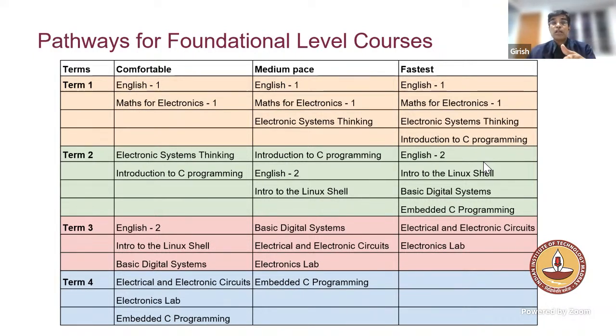The medium pace can be taken by anyone who has sufficiently more time compared to students who are doing a BTech degree or another degree somewhere else. Here we suggest that you can take up to 3 courses in a term and complete the next set of courses in the subsequent terms. The fastest pace is for those students who are taking this BS program in a full-time mode, where you have a lot of time. You can spend about 6 to 8 hours every day and take up 4 courses every term to complete the program.